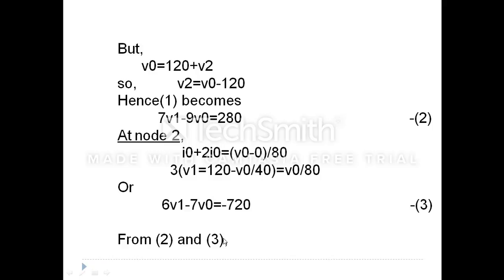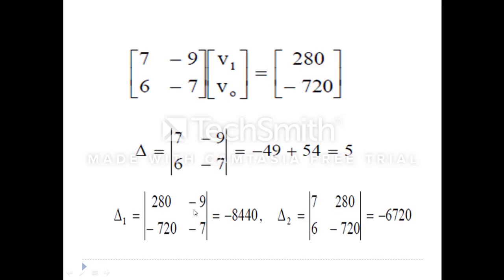After solving equations 2 and 3 by using the determinants, you will get V1 and V0, which is your solution. Now for finding V1 and V0, use delta. By using determinant, you can find the value of delta, which is equal to 5. Similarly, you just find delta 1, which is equal to minus 8840, and delta 2, which is equal to minus 6720.